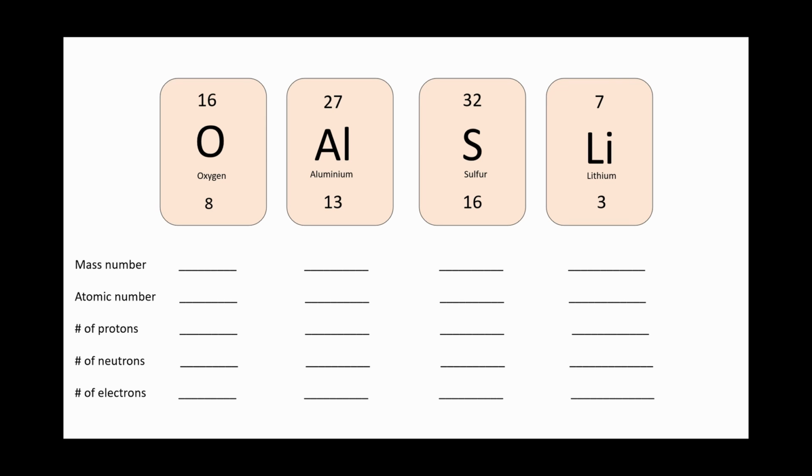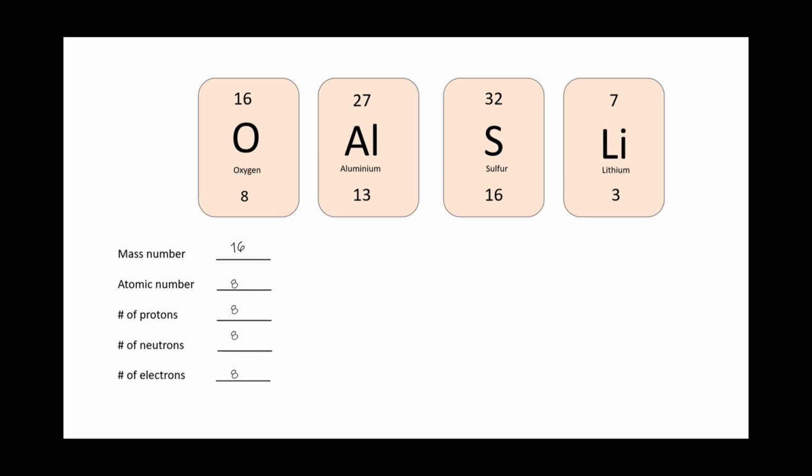Okay, so now we're going to go through the answers. If you need more time, again, pause this video here. The mass number is the bigger number on the periodic table, so that's 16. The atomic number is the smaller number, which is 8. The number of protons is equal to the smaller number, which is the atomic number, which is 8. The number of neutrons is equal to the mass number minus the atomic number, which is also 8. And the number of electrons is always equal to the number of protons in an atom, so that is also equal to 8 in this case.